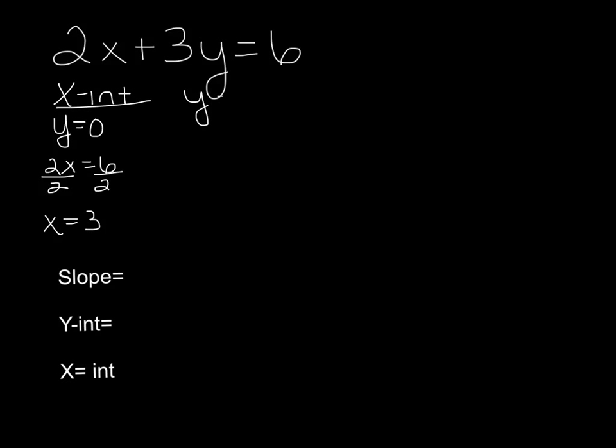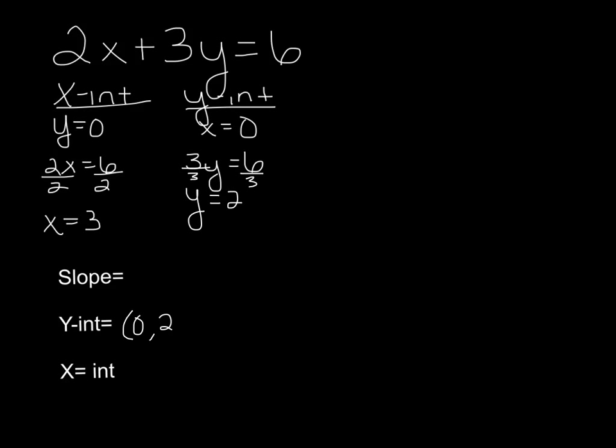For your y-intercept then, x is going to equal 0, which means we have 3y equals 6, because remember this part right here became 0, and so then therefore we have y equals 2, because we're going to divide by 3. Okay, so our y-intercept would be 0, 2. Our x-intercept would be 3, 0.